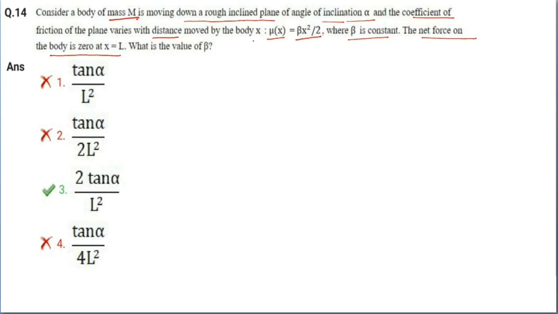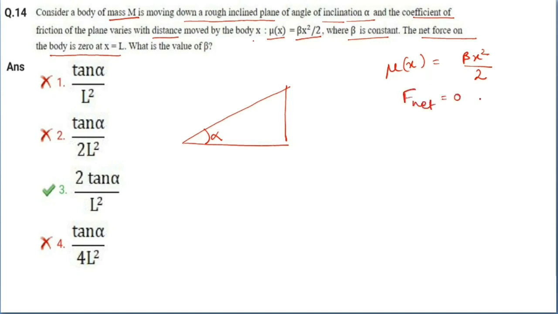First of all, we have to consider a body of mass m moving down a rough inclined plane. Let's draw an inclined plane. Suppose this is our inclined plane, and the angle of inclination is alpha, and the coefficient of friction of the plane varies with distance: mu x is equal to beta x square by 2. Beta is a constant and the net force is 0, which means F net is equal to 0 at x equal to L. When the distance x is equal to L, then F net is equal to 0. Then we have to calculate beta.